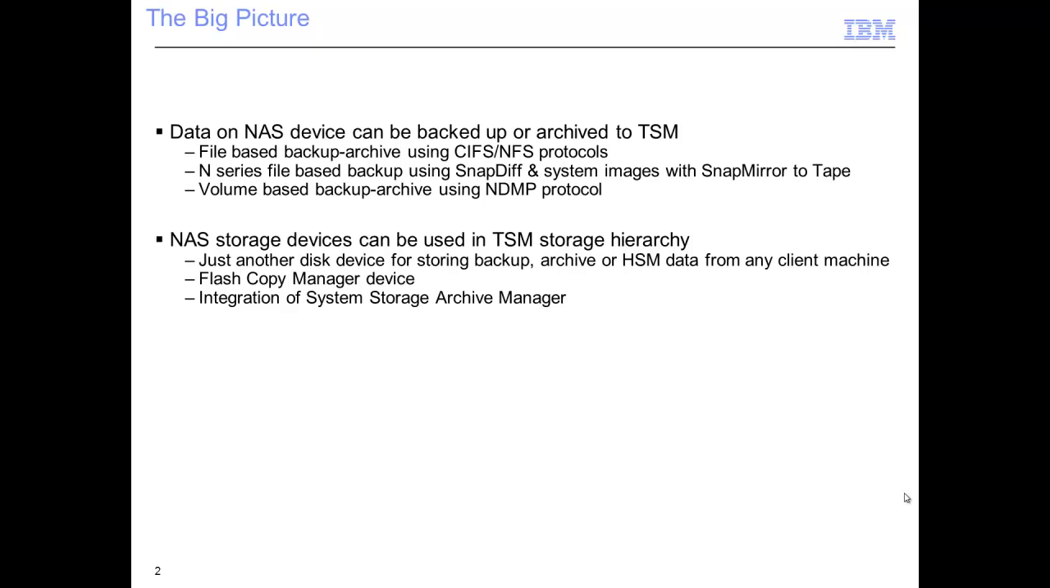We'll look at the three different options, those being doing a CIFS or NFS backup, if it's an N Series or NetAPP device using SnapDiff or SnapMirror To Tape, and finally, utilizing NDMP protocol to do backups. We'll also take a look at how NAS devices can be used in Tivoli Storage Manager's storage hierarchy, both in the capacity of just being another storage pool that's used to save backups and archives. We'll also see how it fits into FlashCopy Manager and how it can be utilized with System Storage Archive Manager.